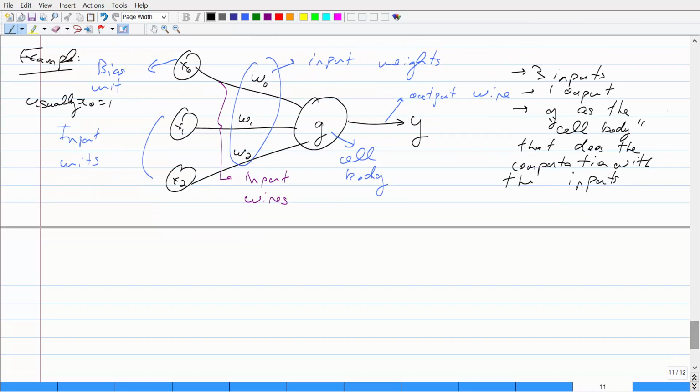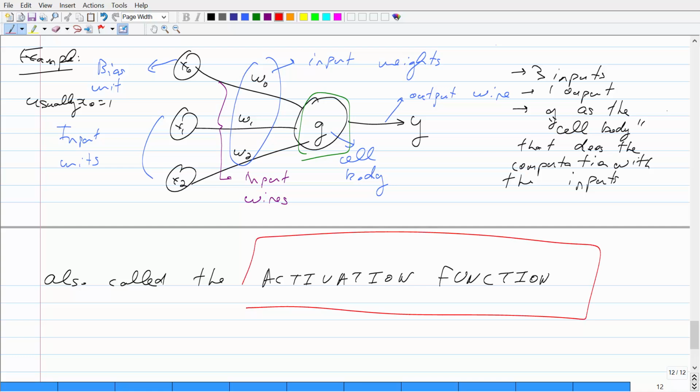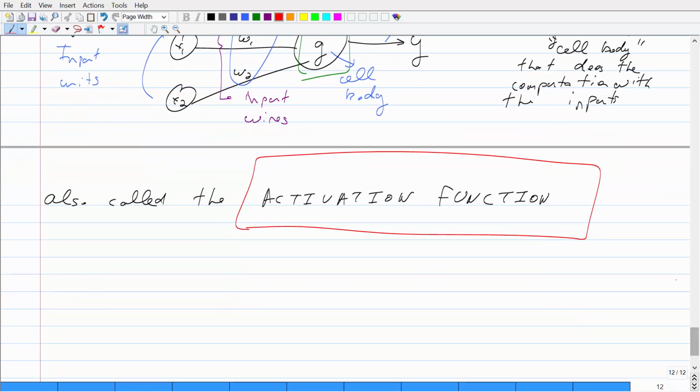In machine learning and in neural networks, this cell body thing has a very special name. It's what's known as the activation function. So the activation function will take in these inputs, do some sort of computation on them, and output them to other parts of the neural network. So this thing has a very special name, and it's called the activation function. So G is what's known as the activation function.